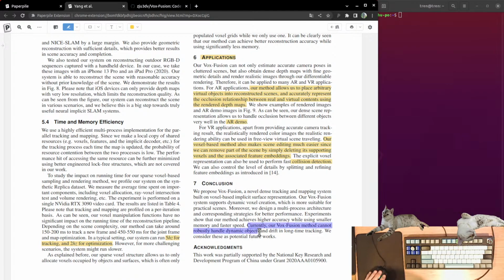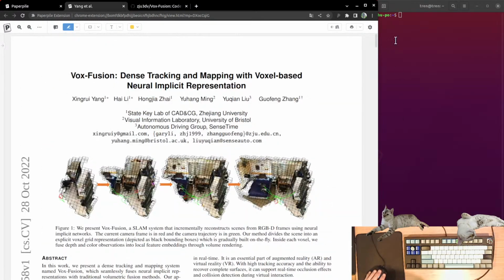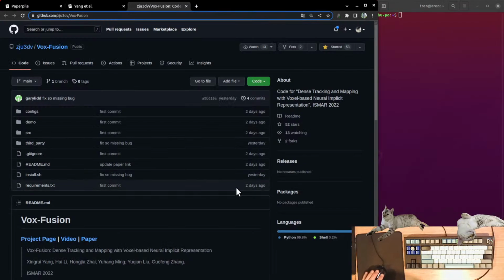Yeah, I think this is one of the bigger problems: if you move one of the chairs in this system, it just kills it. Cool. So there we go. That's Vox-Fusion. Let's actually look at the code here.